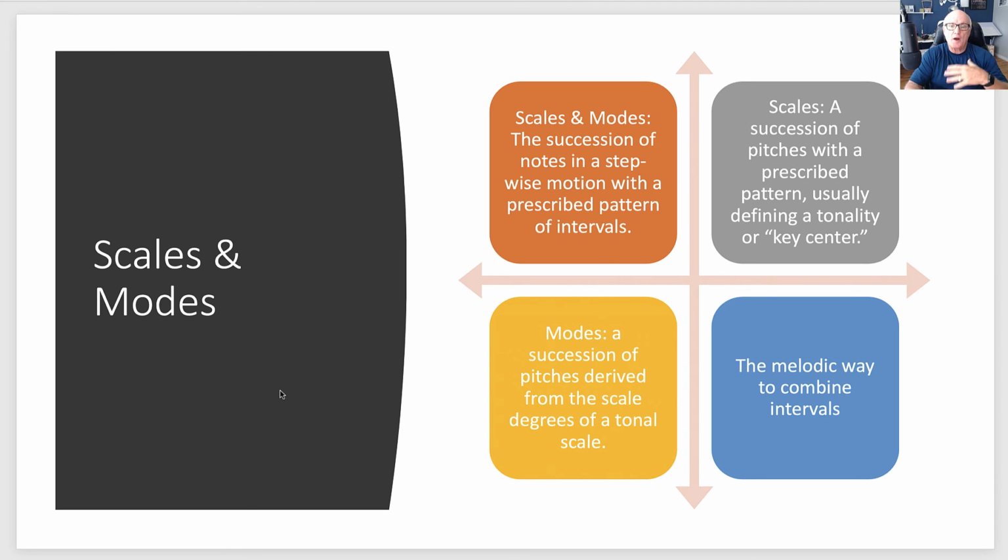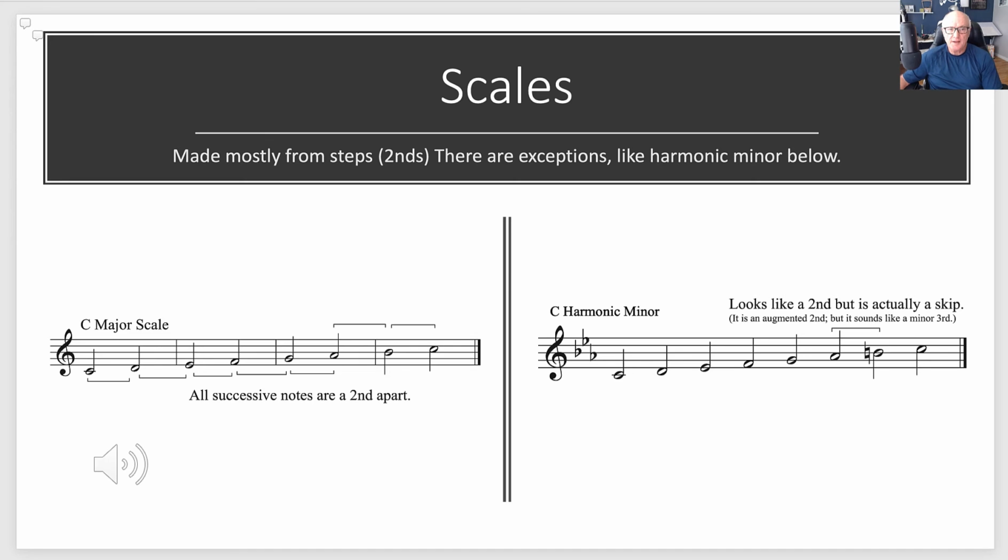And the melodic way to combine intervals is what gives us the forward momentum in music. So for instance, like I said before, scales are made mostly from steps, which are seconds. Now there are exceptions, of course, like harmonic minor below. So here's what the major scale sounds like. And then the C harmonic minor, which has actually a skip, even though it looks like a step.